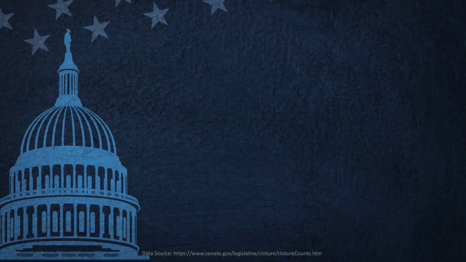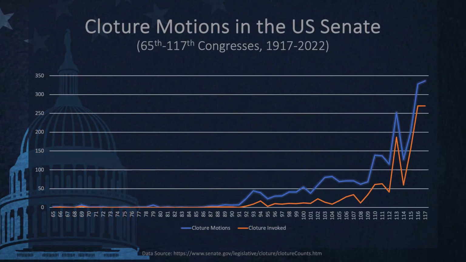But the procedure was infrequently used in the early years of the Republic. While it's difficult to track the exact usage over time, we can observe that the number of cloture motions, that is, the number of times the Senate has used the parliamentary procedure to try and end debate and vote on a measure, has increased dramatically over time. On this graph, the blue line represents the number of times a cloture motion was made in a given Congress, while the orange line shows how many times such motions were successful.